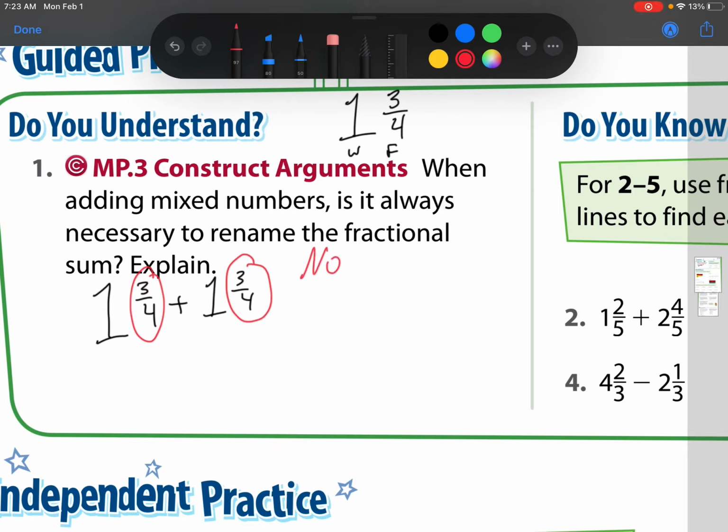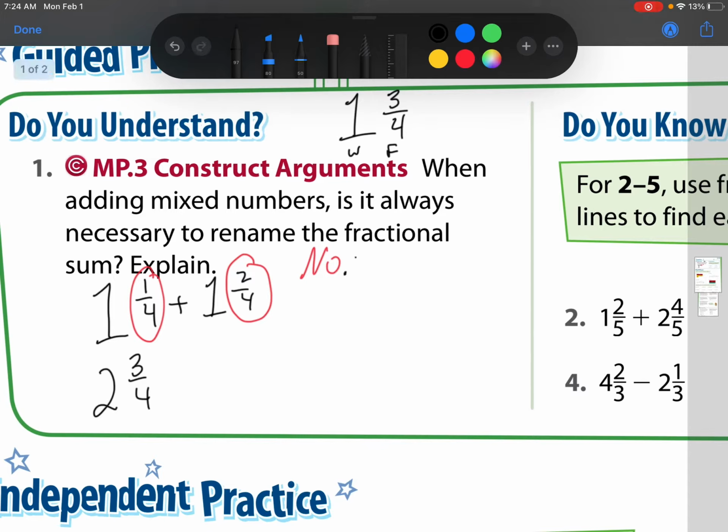What do you think would happen if I had this for my fraction? 1 1/4 plus 1 2/4. Do we have to rename it? Do we have to regroup this 3/4? No, because there's not a whole hidden in there. So how can we put that in a sentence?